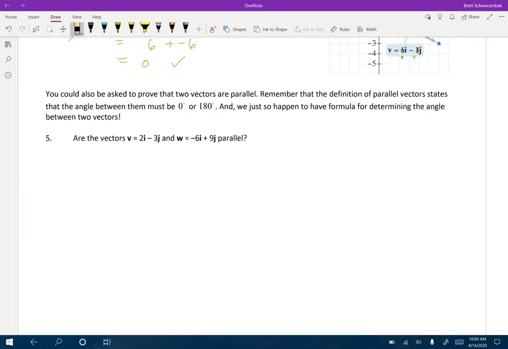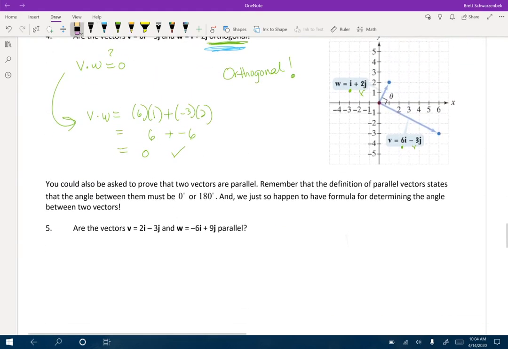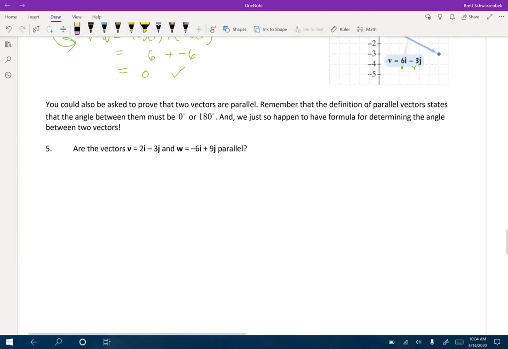Okay, so we showed that vectors are orthogonal, but what if you're asked to prove that they are parallel?